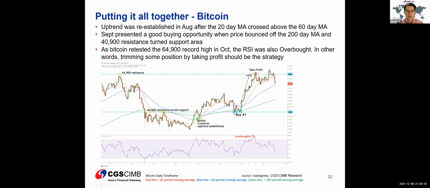So key support level wise, identifying this as a buying opportunity mainly stems from the fact that around this $40,900-ish region, this used to be a key resistance back in June. And again, like I mentioned, once the resistance is broken, the next time we revisit it, it would usually become a key support level. You can see Bitcoin held up pretty nicely at around this 41,000 mark.